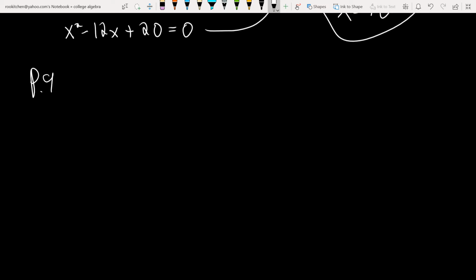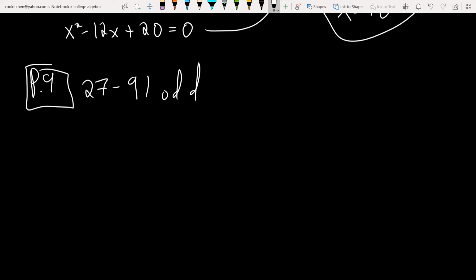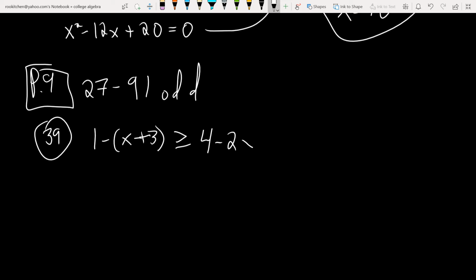So linear inequalities and then absolute value inequalities. I'll be taking problems like number 27 to 91 odd in the book, the e-book. So for example, 39, let's take a look. 1 minus (x plus 3) greater than or equal to 4 minus 2x. As we go through these problems, it's a good idea to pause the video and see if you can do it on your own. When I do the solution for this one, I want my answer in interval notation. Okay, so you need to do that as well.